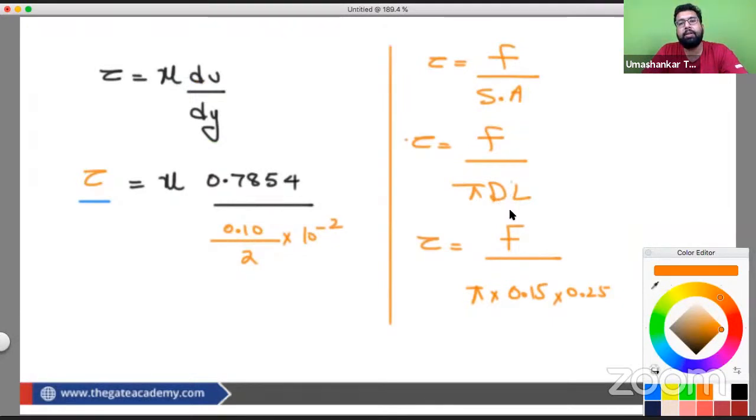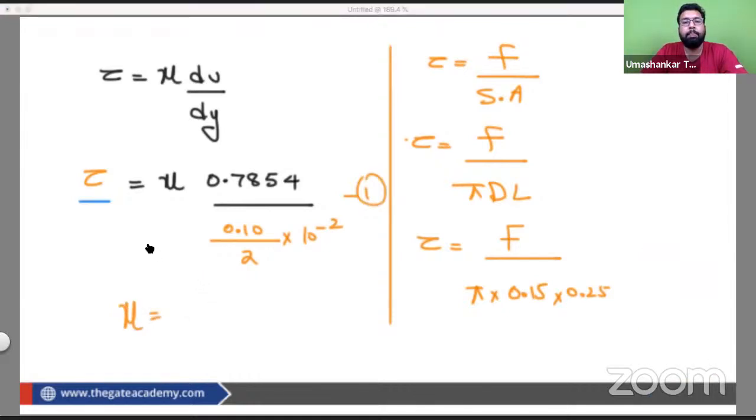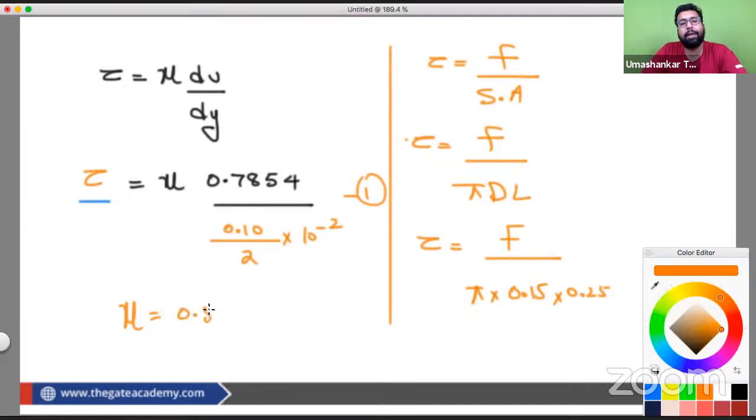Then this shear stress value we can place in this equation 1, and we can find this coefficient, this mu. So you will be getting 0.864 Newton second per meter square. Understood, beta? Please answer me.